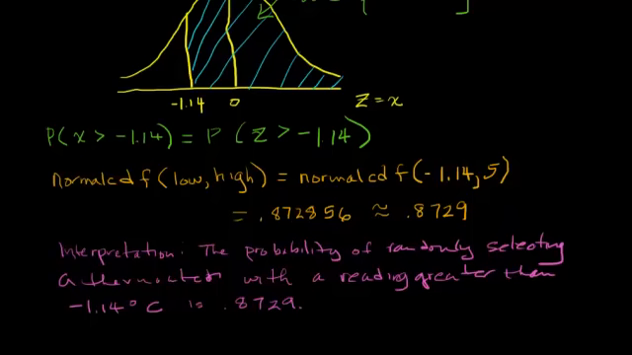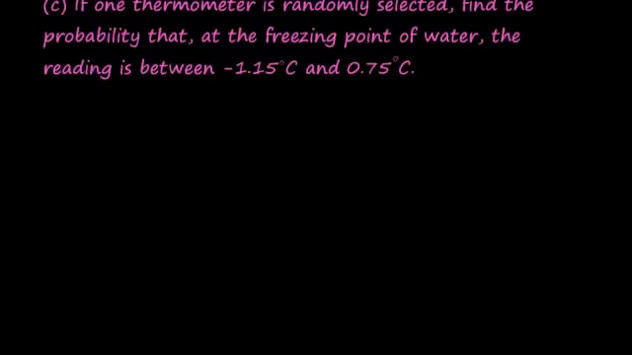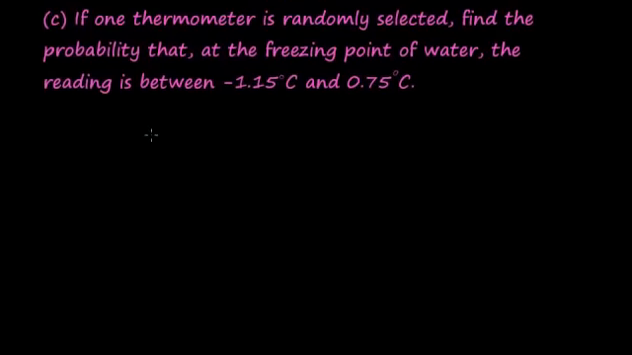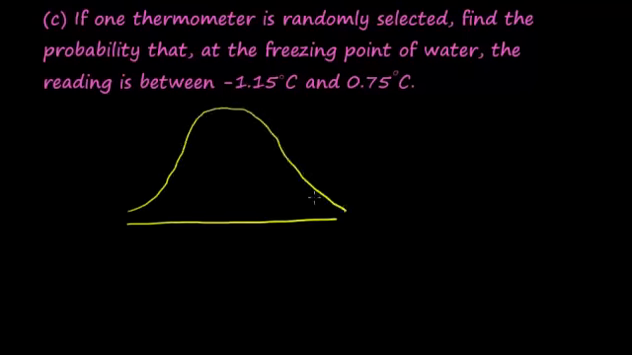Okay, a third type of problem. If one thermometer is randomly selected, find the probability that at the freezing point of water it is between negative 1.15 and 0.75. Okay, so here's 0. Here's, let's see, negative 1.15, and somewhere over here would be 0.75. These are my z-scores, but they're also my x-values. Okay, this time we want this area, get the right color here, between.